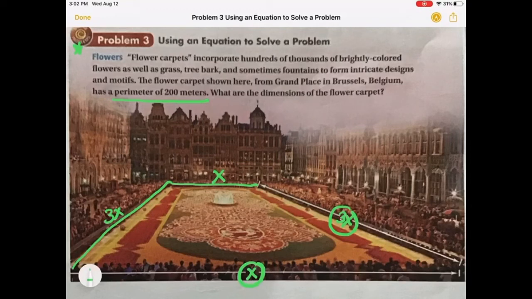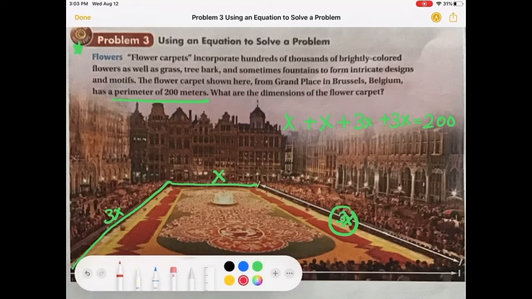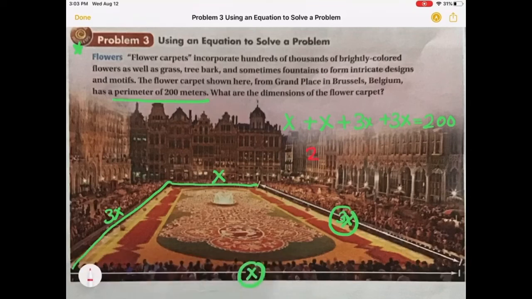If I add all the sides, or if I just add length plus width and times it by 2, it's going to be the same thing. But anyways, I'll just write it out like this: x added to the other x side across, 3x added to the other 3x, and let's just set it equal to 200. Now the rest is a pretty simple problem, so I'll just add all the like terms and then solve for x. x added to x is 2x. 3x added to another 3x would be 6x, and it's equal to 200.